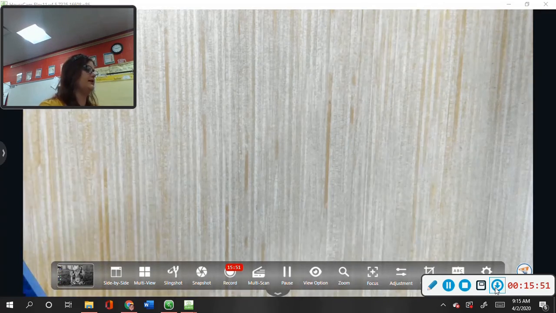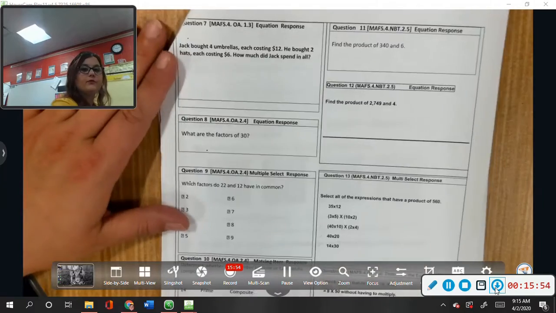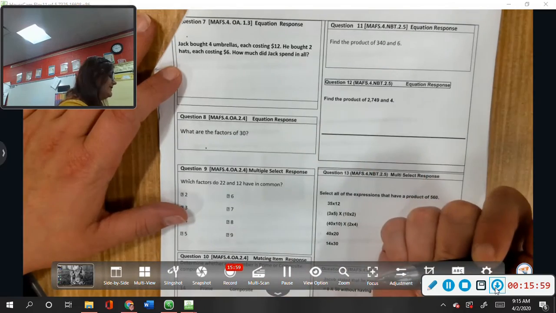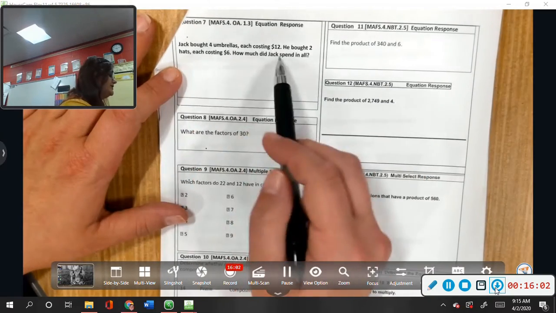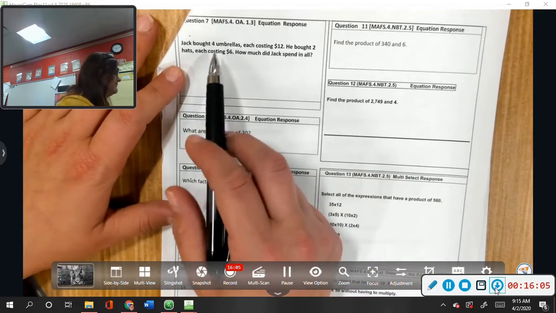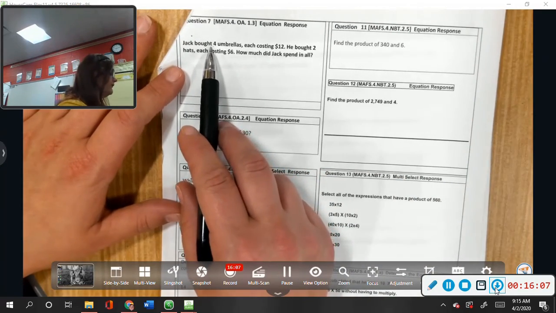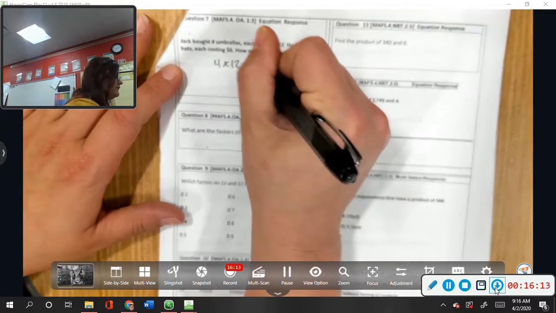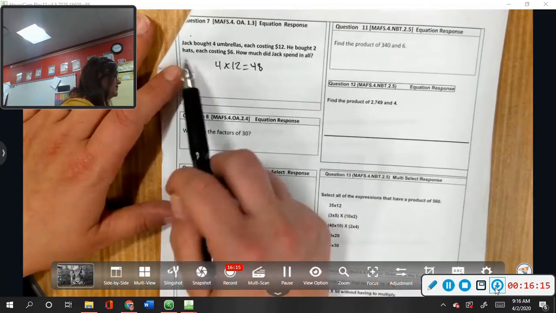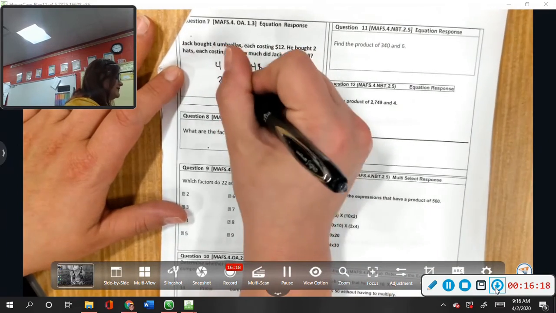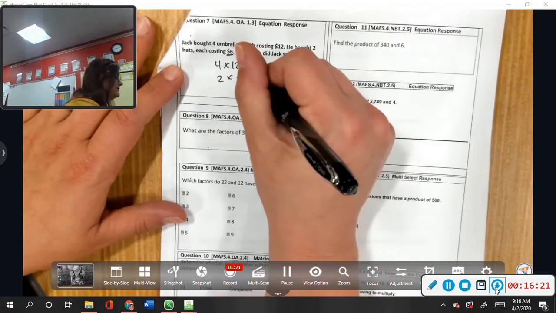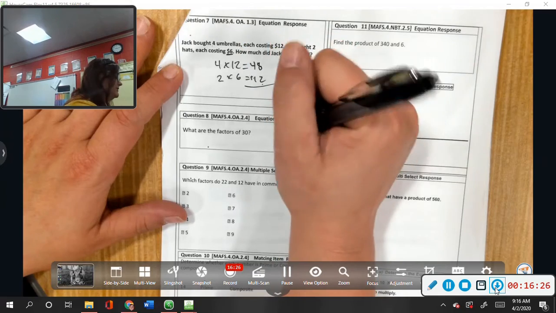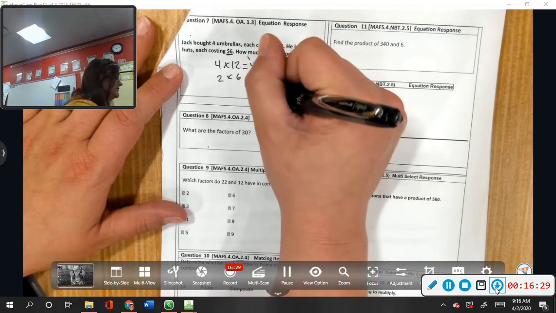And that was it. Yep, we got a back page. Jack bought 4 umbrellas, each costing $12. Did they just repeat that? No. They changed it. This one should be pretty easy, though, because it's very similar to the problem before. We know 4 times 12 is 48 because we just did that. He bought 2 hats, each costing $6 this time. So 2 times 6 is 12. We take those products and we add them together. 8 plus 2 is 10, 5, and 6.